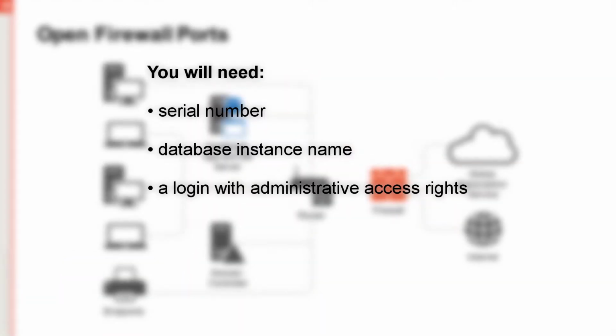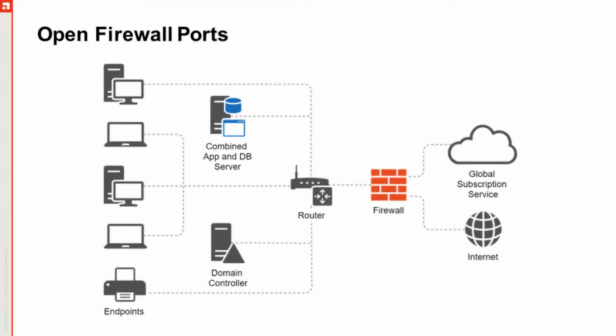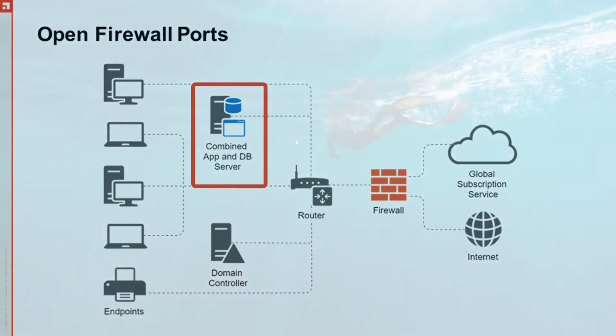Let's get started. First, just a few reminders. During installation, you'll need some information that you gathered during previous videos. You'll need your Ivanti Endpoint Security serial number, your database instance name, and administrative access rights on your target server. Remember, you're setting up a combined database application server, so log into the server hosting your SQL Server instance that you set up in video 3.